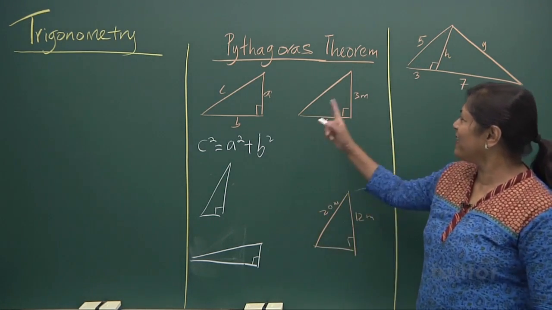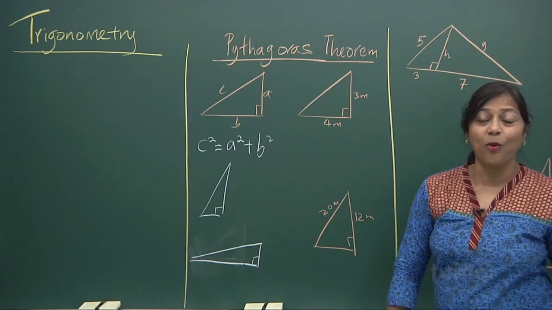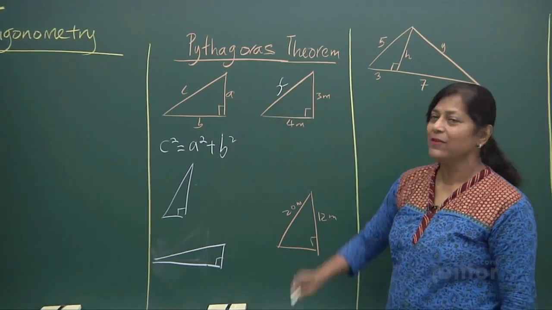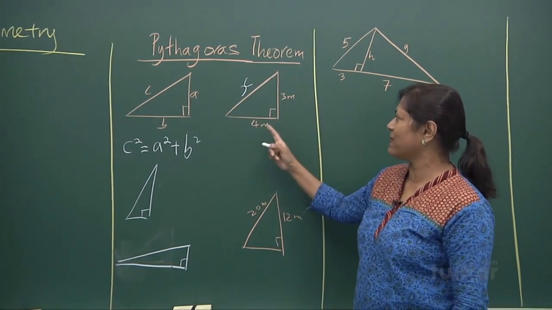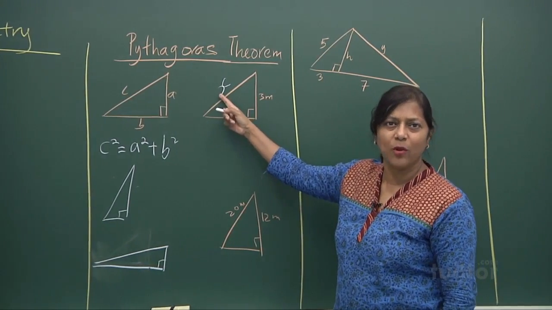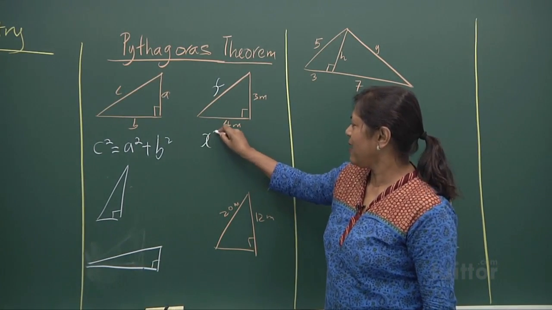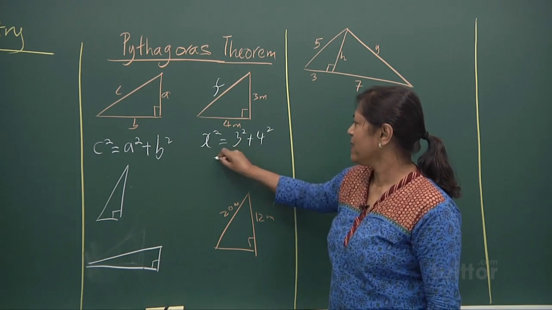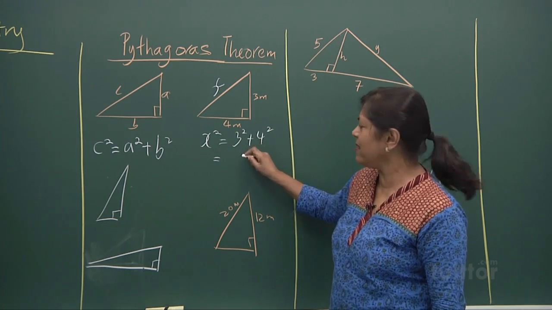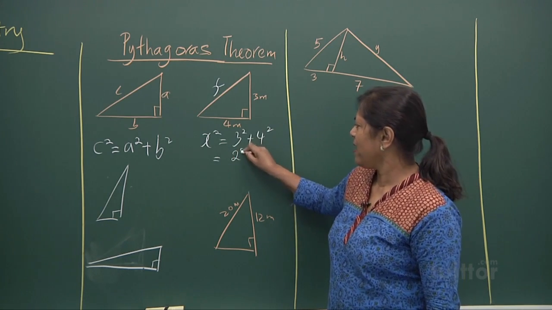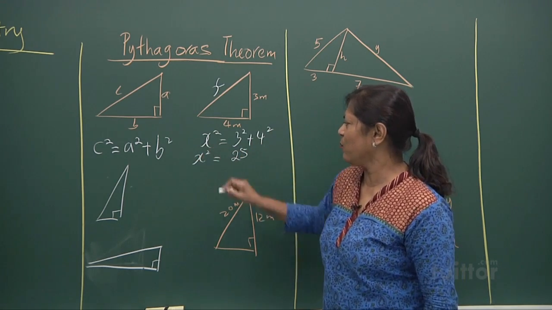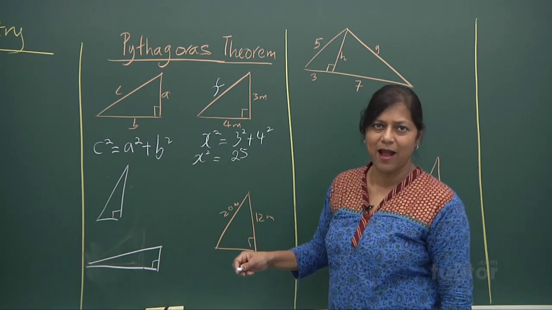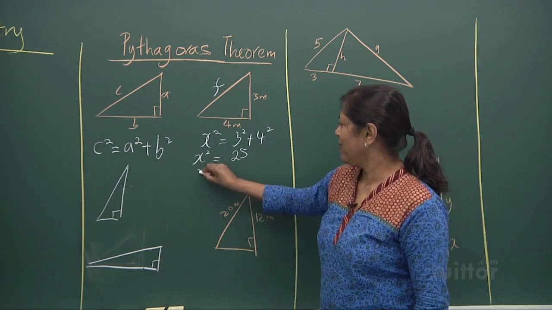All right, let's look at this. You need to find out what is this length, if you remembered. 3 squared plus 4 squared equals x squared. So x squared is going to be 3 squared plus 4 squared, 9 plus 16, you get 25. And hence, your x will be the square root of 25. That is 5.